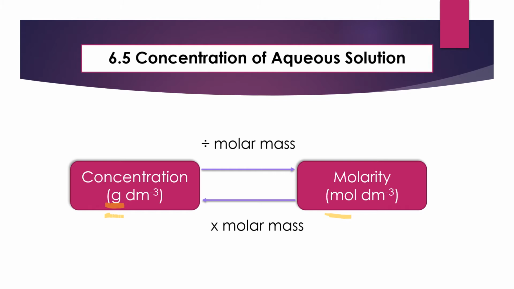Okay, so to convert from concentration in gram per cubic decimeter to molarity, we divide by the molar mass, because mass over molar mass gives you the number of mole. Same goes for molarity: when you want to convert to concentration in gram per cubic decimeter, you times the molar mass.